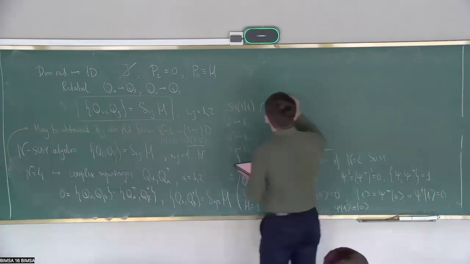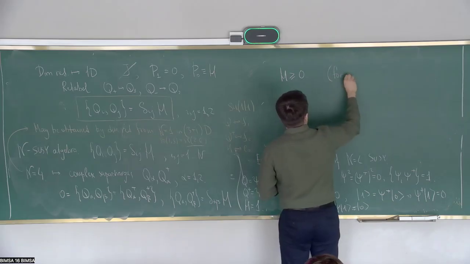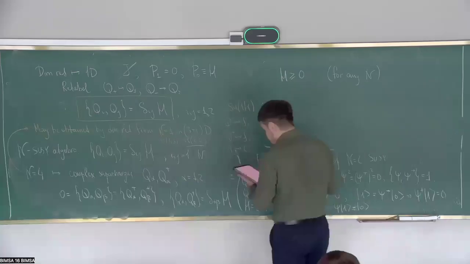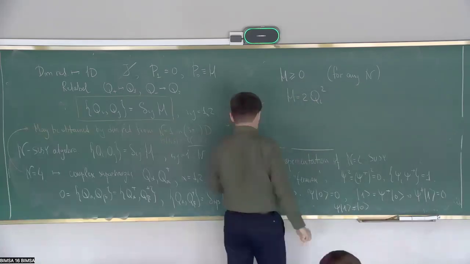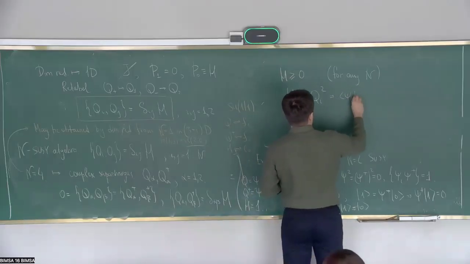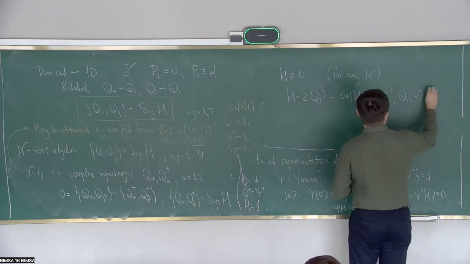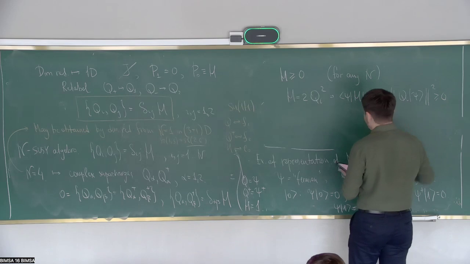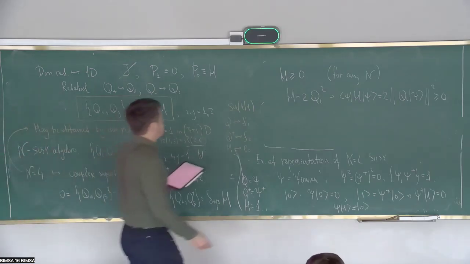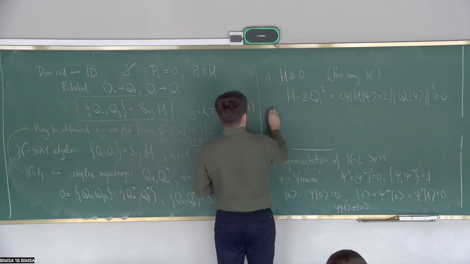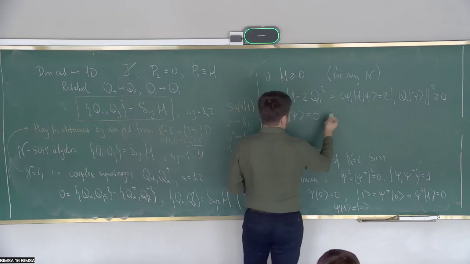First of all, H is a positive operator, because for each supersymmetry i from 1 to n, H is twice Q_i squared, so the expectation value of H in a state ψ is the sum of the norms of Q_i ψ squared, which is nonnegative. There's a slight, important improvement of this: if H has an eigenvalue 0, then the eigenstate is annihilated by all the Q's.